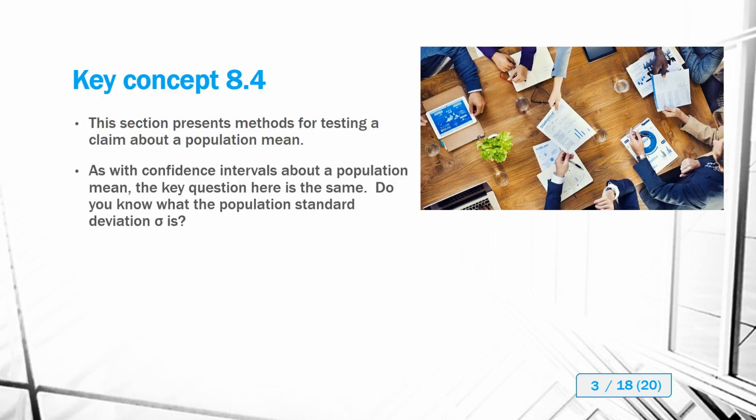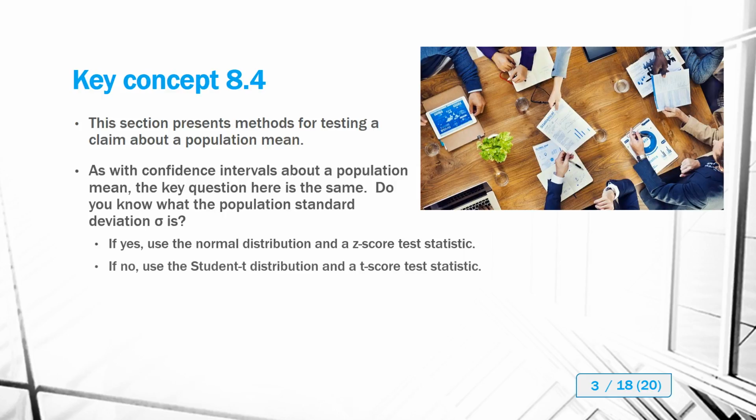Now, as with the confidence intervals that we made about a population mean, we're going to have the same key question, which is, do you know what the population standard deviation sigma is? If the answer to that question is yes, then we're going to use the normal distribution and calculate a z-score for our test statistic. If the answer is no, then we're going to use the student t-distribution and calculate a t-score for our test statistic.